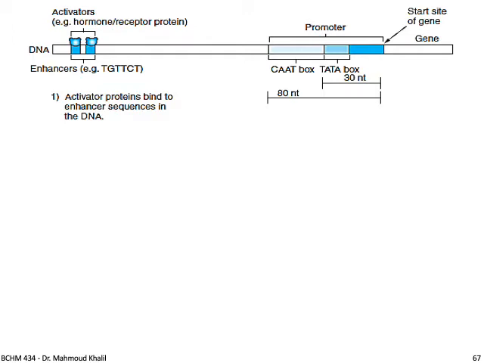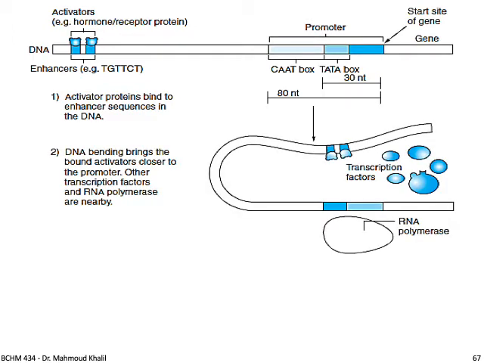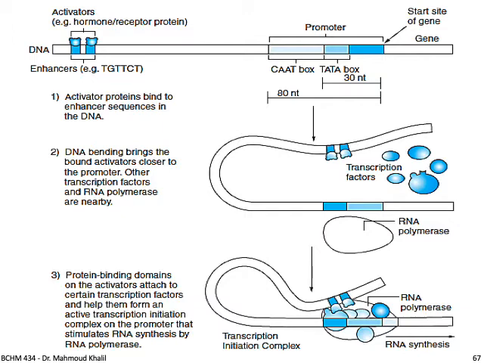Here the activator protein binds to the enhancer sequence in the DNA. This brings the bound activator close to the promoter region, and the other transcription factors and RNA polymerase come and assemble to start the process of transcription. Once they are assembled at the site of the promoter, the RNA polymerase with the associated transcription factors and the activator protein start to transcribe the gene, and RNA synthesis is formed.